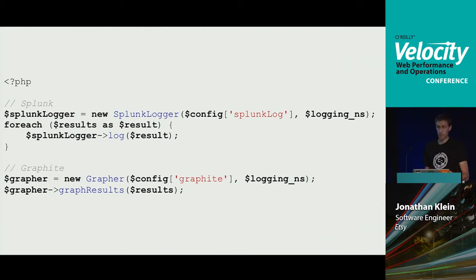So if you do happen to use Splunk or Graphite, it's going to be super, super simple to set up. But if you have a different tool that you want to send data to, go ahead and add that. Send us a pull request. We'll be happy to add it, or just add it on your own. And since the results are simply coming back from this request to WebPagetest, it's very simple to get them into any output method you want.